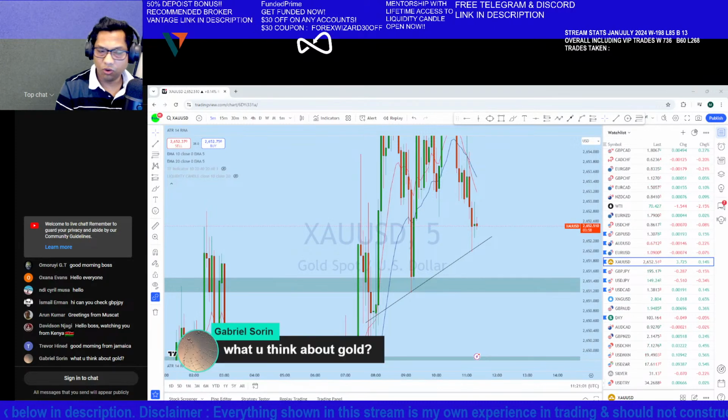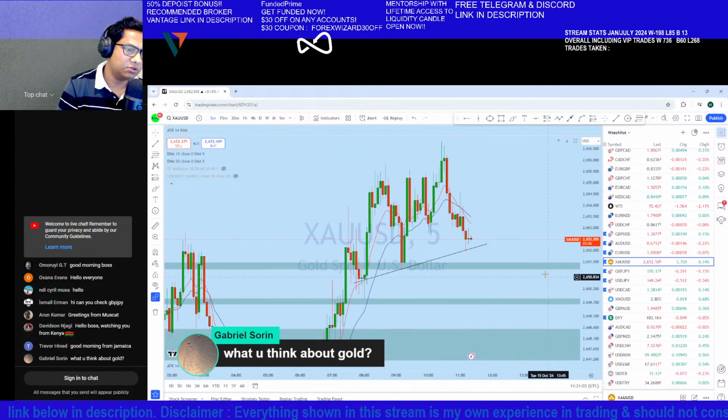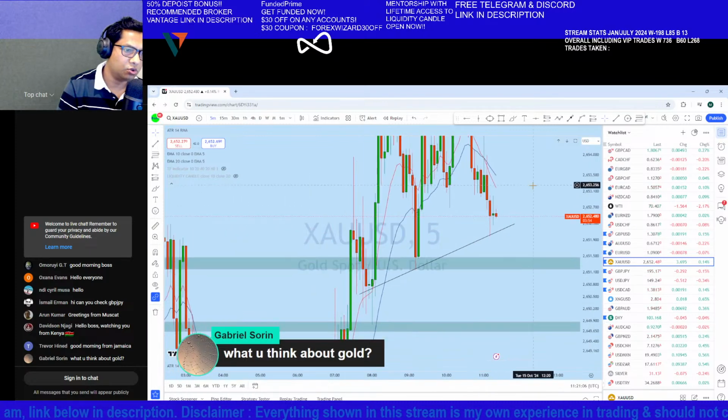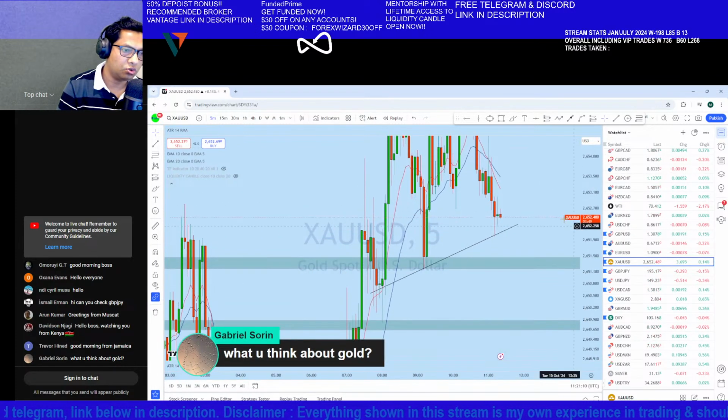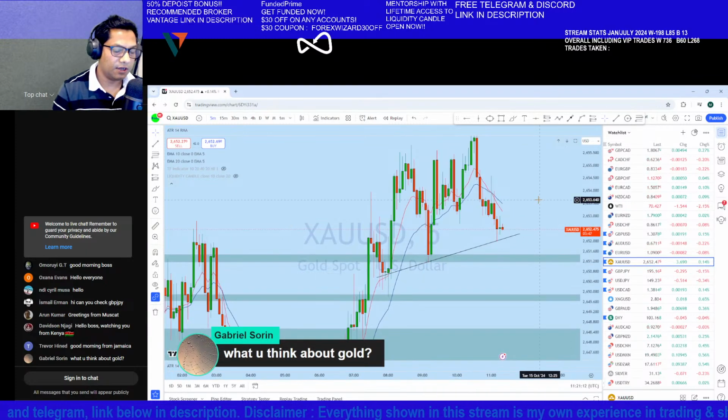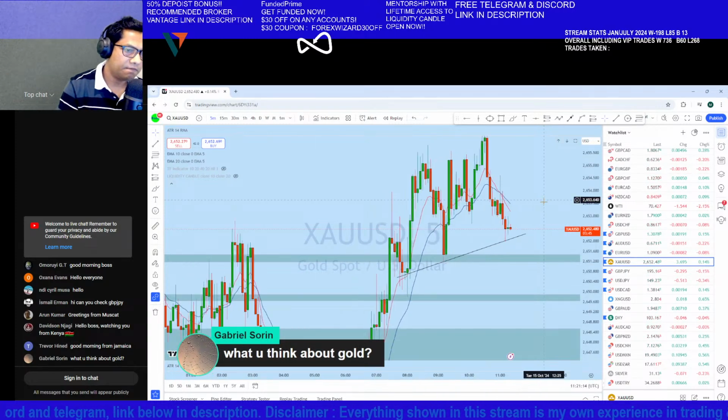What do you think about gold? Yeah, this is what we are looking at on this. Waiting for the market to break the support and then to trend with a potential momentum.